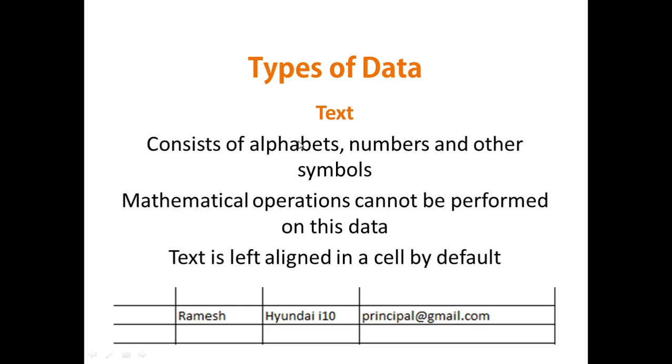By default, when you enter text values, they are left aligned in a cell. What do you mean by left aligned? When you enter these values, they are much closer to the left margin of the cell. As you can see here in these examples, Ramesh, Hyundai i10, principal@gmail.com, all these are text values, and you can see that they are much closer to the left margin. That is, they are left aligned.